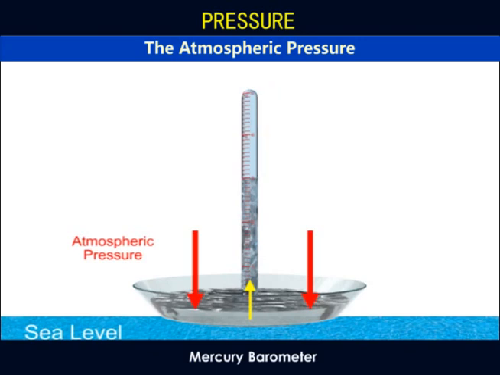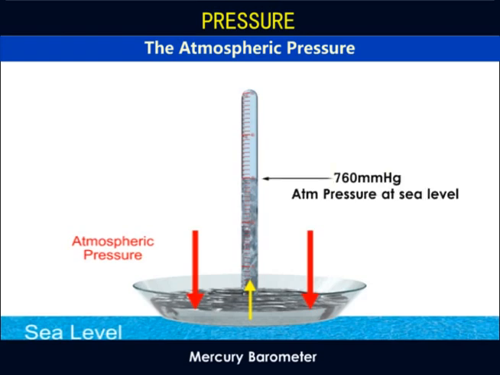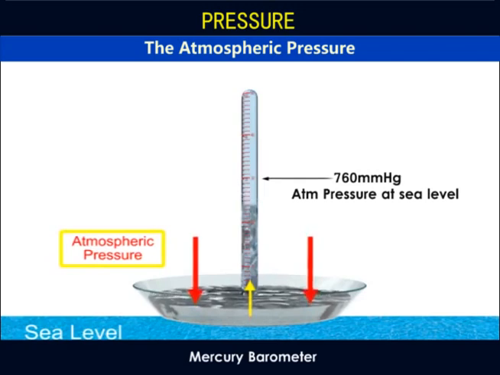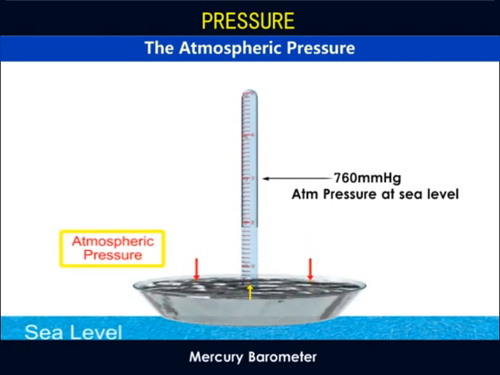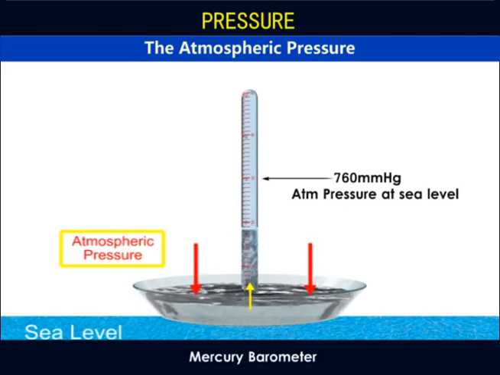At sea level, the height of the mercury will stand at about 760 millimeters. This is the atmospheric pressure at sea level, 760 millimeters of mercury. As the atmospheric pressure decreases, the height of the mercury in the tube decreases. As the atmospheric pressure increases, the mercury height in the tube increases as well.